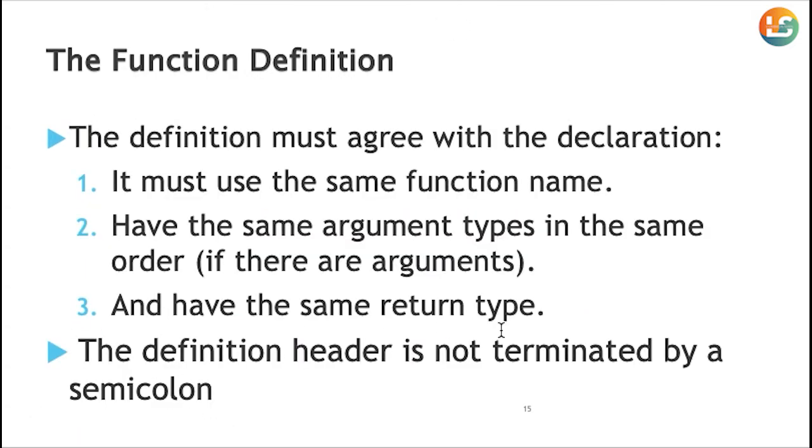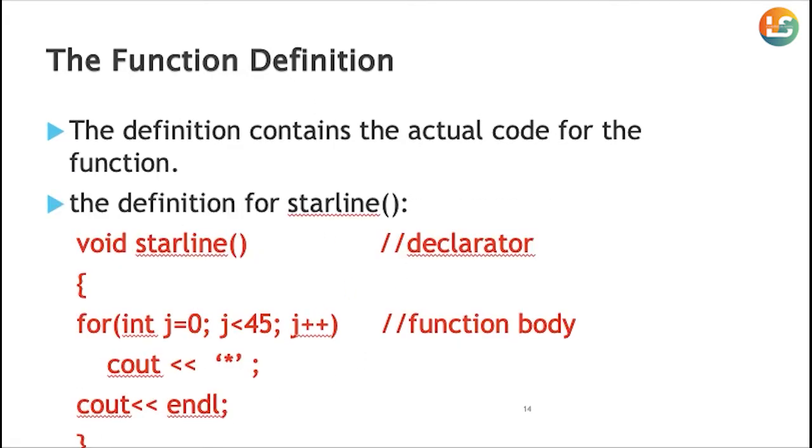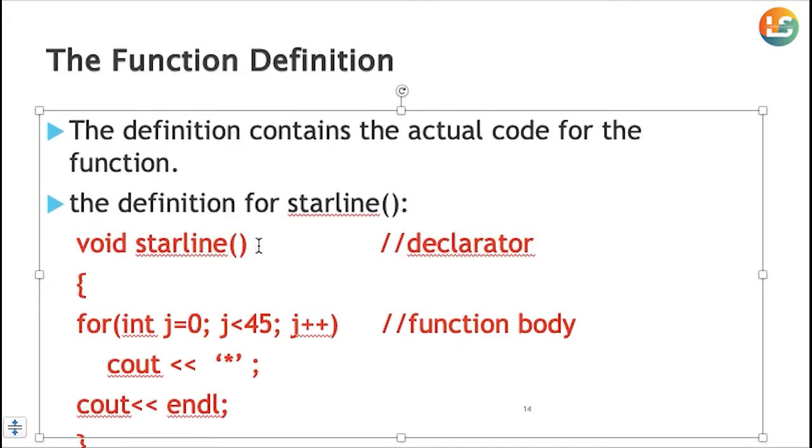Obviously, the definition header is not terminated by a semicolon. The only difference is that whenever you define a function, you do not put the semicolon because it is continued. In the C++ language, as we already know, if something is continued, then we do not use a semicolon. If something is terminating or ending somewhere, then we use semicolons.